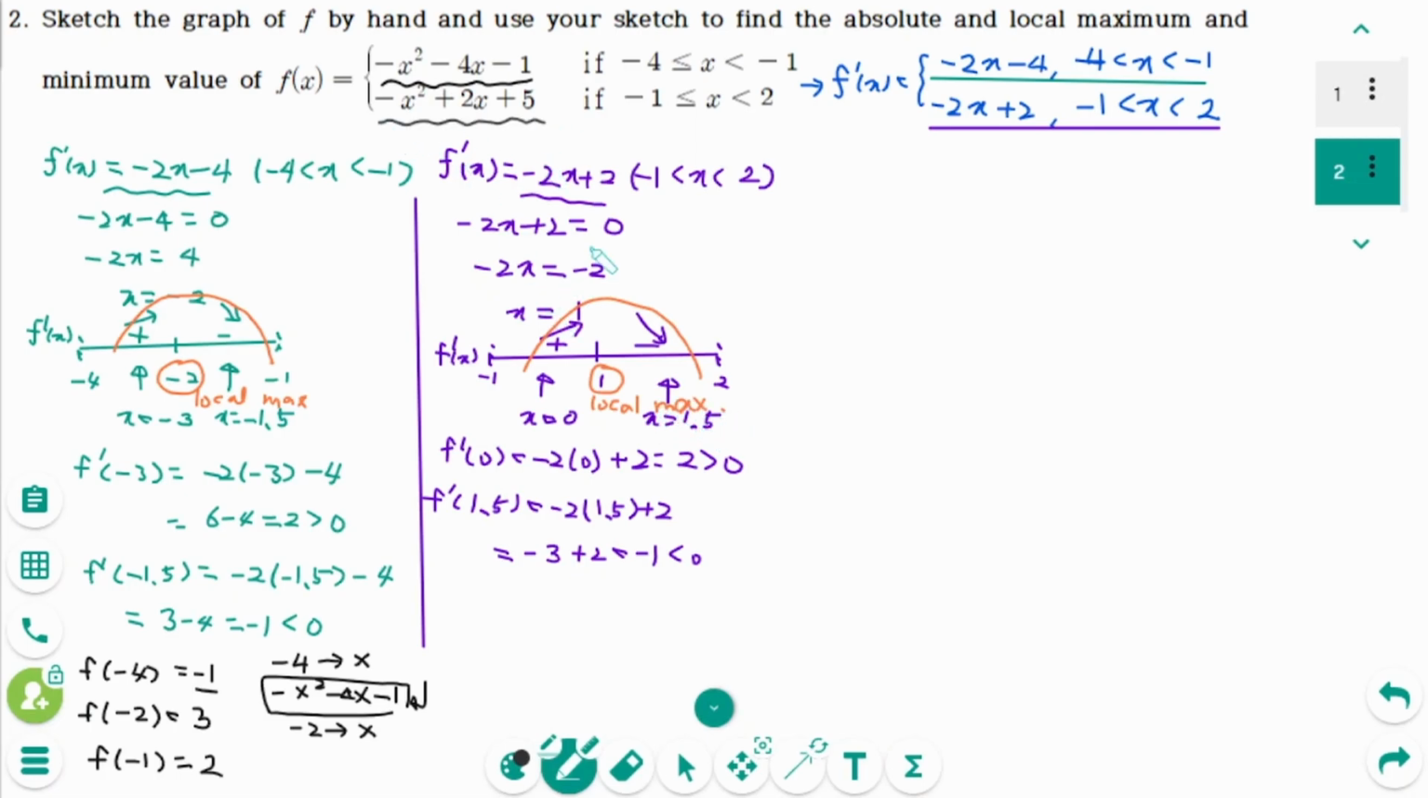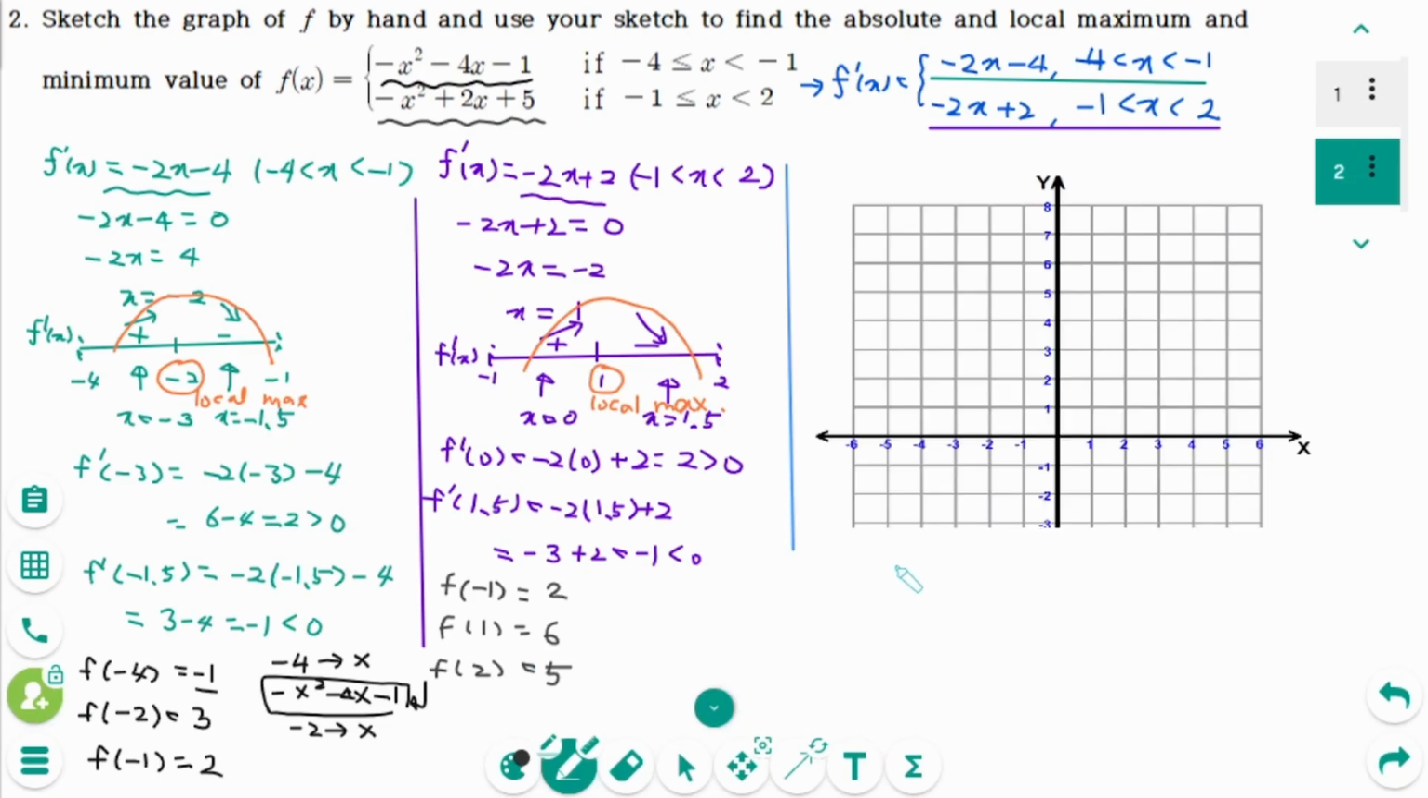Then use this and store key. F of minus 1 equals 2. F of 1 equals 6. F of 2 equals 5. First, plot the points we have: minus 4 comma minus 1, minus 2 comma 3, minus 1 comma 2. Make the curve like this. For another one, minus 1 comma 2 is already here, then 1 comma 6 and 2 comma 5.